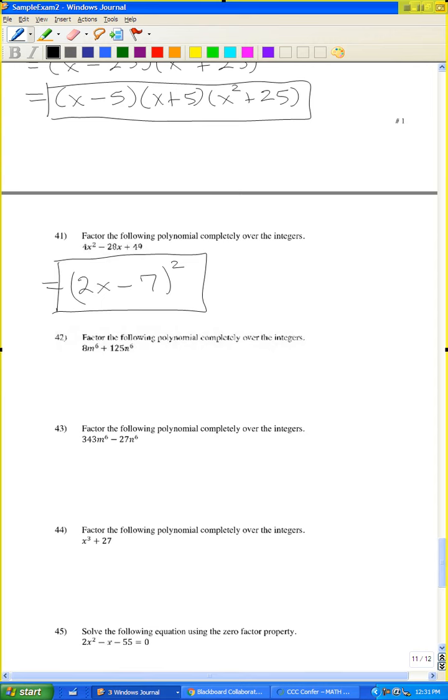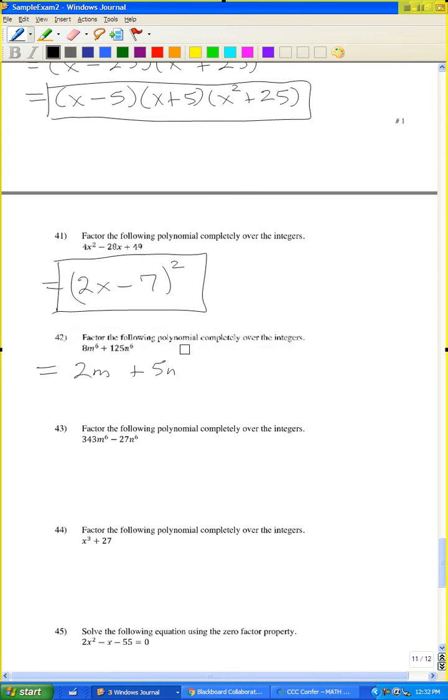Let me do problem number 42. Again, factor the following polynomial completely over the integers. Luckily, you have memorized your special product formulas, so you know how to factor this. The cube root of 8 is 2. The cube root of m to the 6 is m squared. The cube root of 125 is 5. The cube root of n to the 6 is n squared.